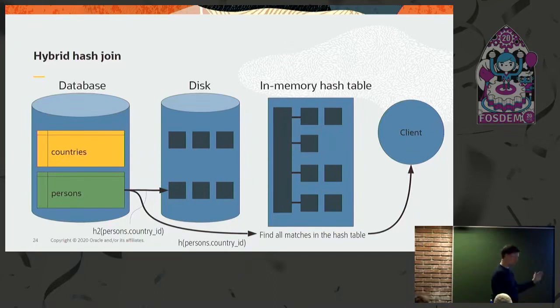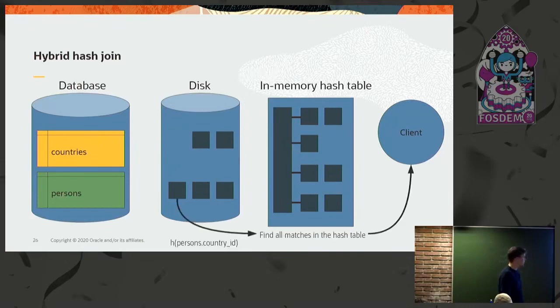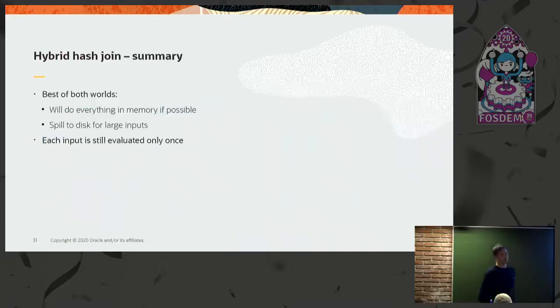So once you have read the probe input once, you can now do the classic hash join for each pair of chunk files, which is what we did for the Grace hash join. Once that is done, you have completed the join. So this gives you sort of the best of both worlds. You get in-memory, if possible, for small inputs, but you also get the benefit of spill to disk for large inputs. And you also still are computing each input only once.